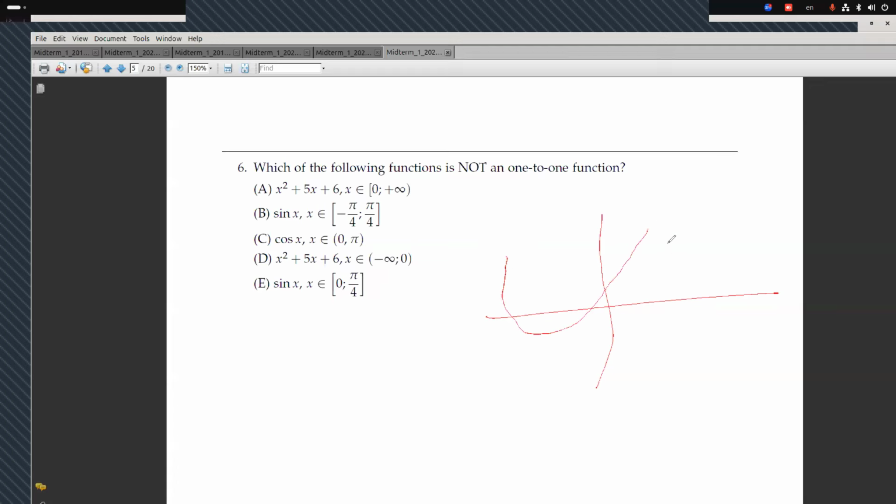Something like this. Okay? Is it one-to-one from 0 to infinity? Is this part one-to-one? Yes. Below 0, is it one-to-one? No.